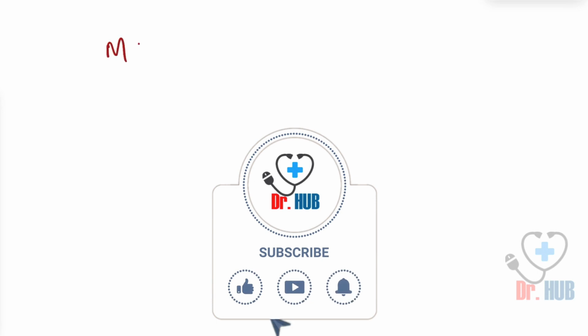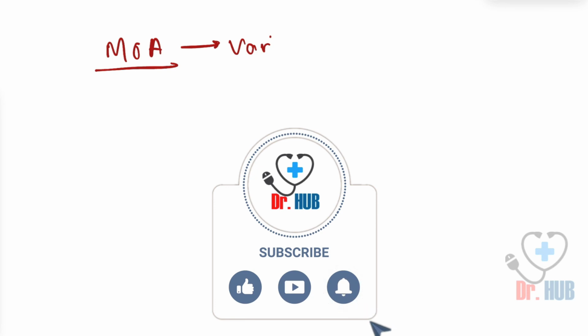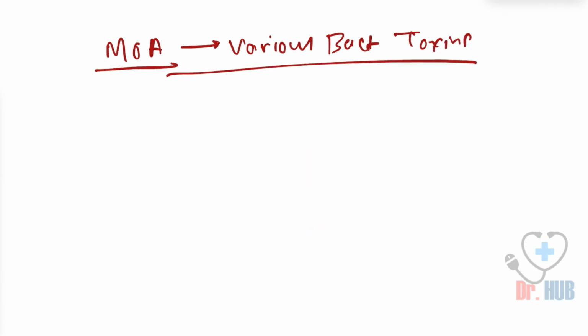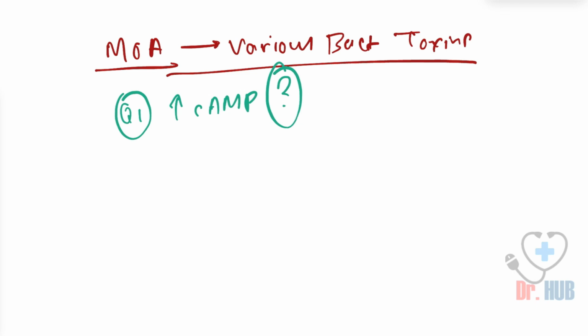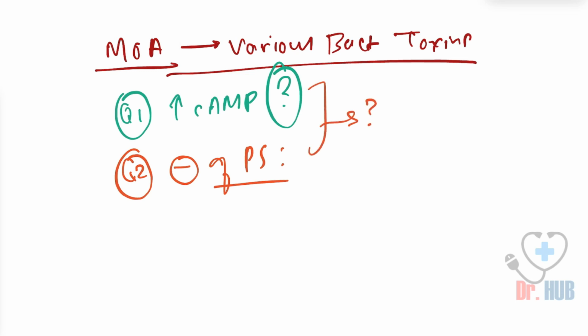In this video we are going to look at the mechanism of action of the various bacterial toxins. So the questions we want to ask are, firstly, where does increase in cAMP occur? And the second question is, where does inhibition of protein synthesis occur? So what are the organisms associated with both the conditions? In this video, we'll find out the answers to this and learn in detail.